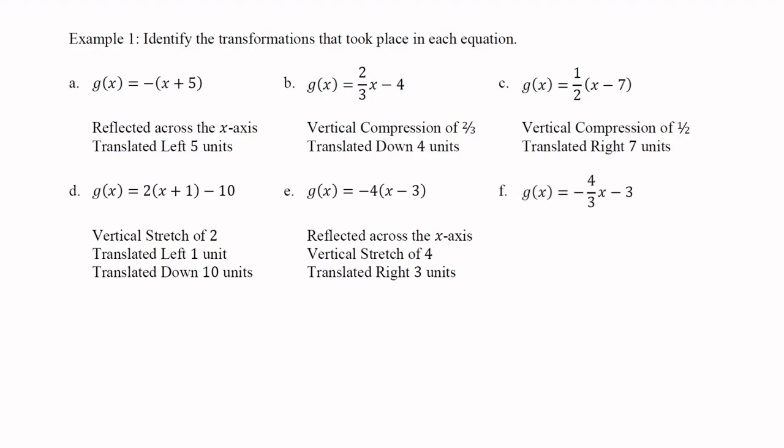And then finally, this one, we have a minus out in front, so we're reflected across the x-axis. Now be careful here. We do have a fraction, 4/3, but that fraction is greater than 1. So you can't just look for a fraction and say, oh, I've got a compression. Because this fraction is greater than 1, you have a vertical stretch of 4/3. And then finally, the -3 on the end, not in the parentheses, so we're translated down 3 units.